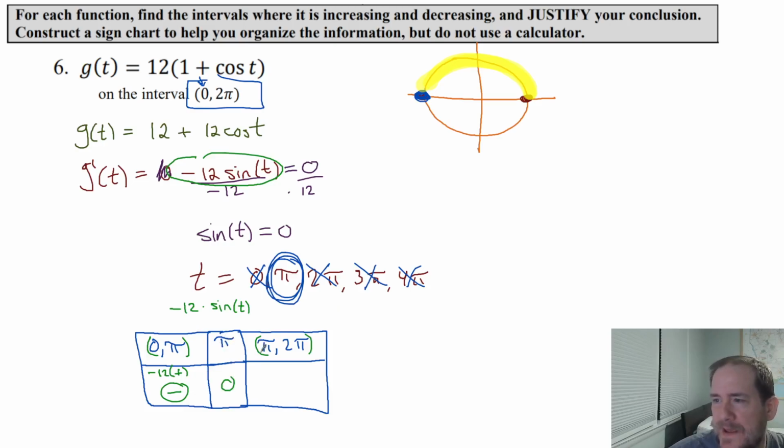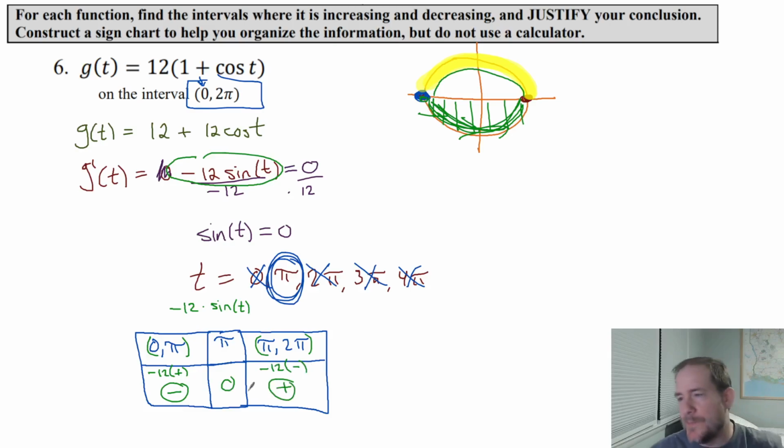And from pi to 2 pi, we're rotating across the bottom of the circle. Now we're going this way, from pi to 2 pi. But still, it looks like all my y values are negative, negative, negative. So that means on this interval, we're getting -12 times something negative, and a negative times a negative is a positive. So there, I built myself a sign chart.